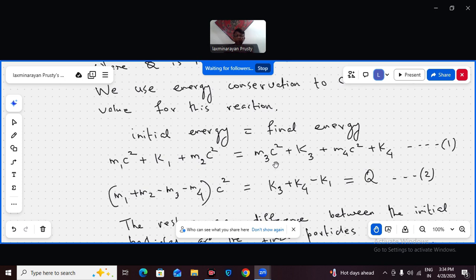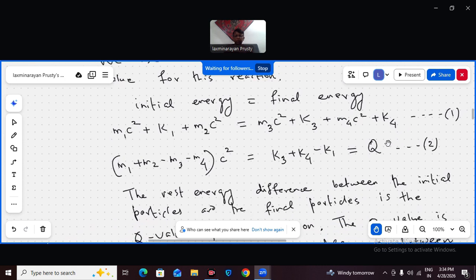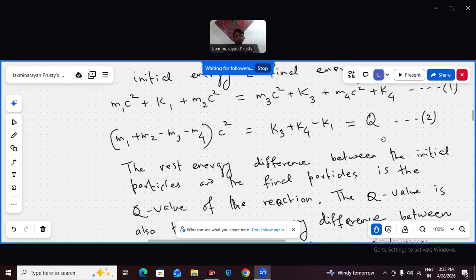I told you that after the reaction, the M3 particle comes out, so that is energy M3 C square rest mass energy plus K3, and the remaining nucleus M4 C square rest mass energy plus kinetic energy. So if I bring all the M to one side, M C square to one side, M1 plus M2 minus M3 minus M4 C square is K3 plus K4 minus K1 minus K2, and this is the Q value. So what is the Q value?